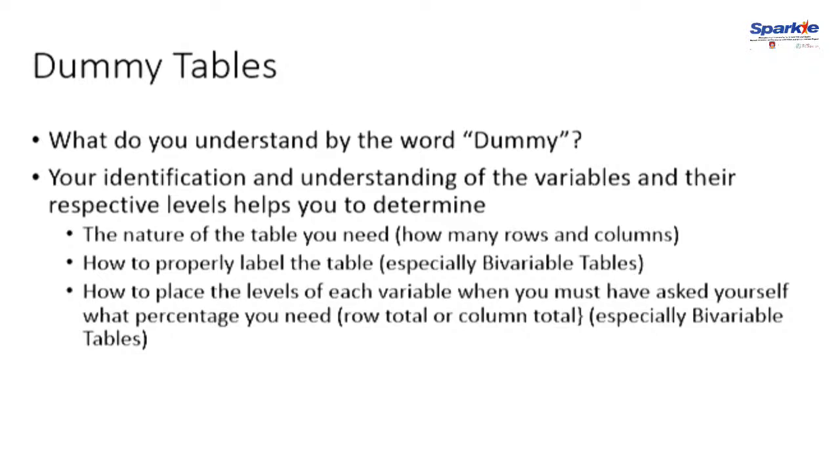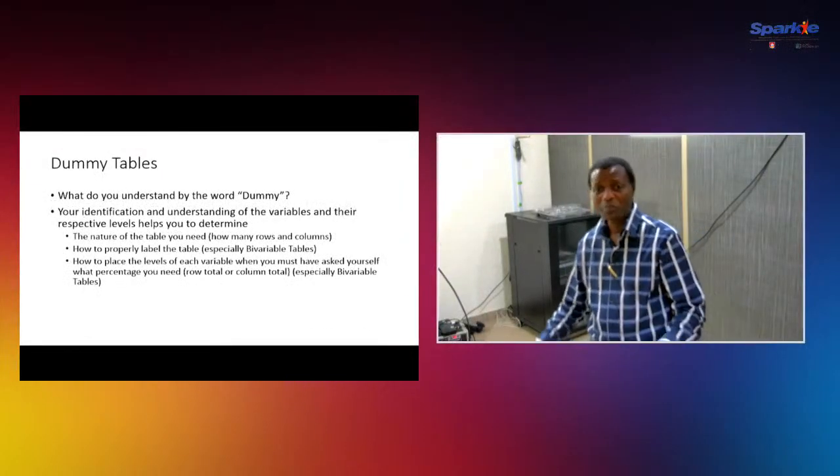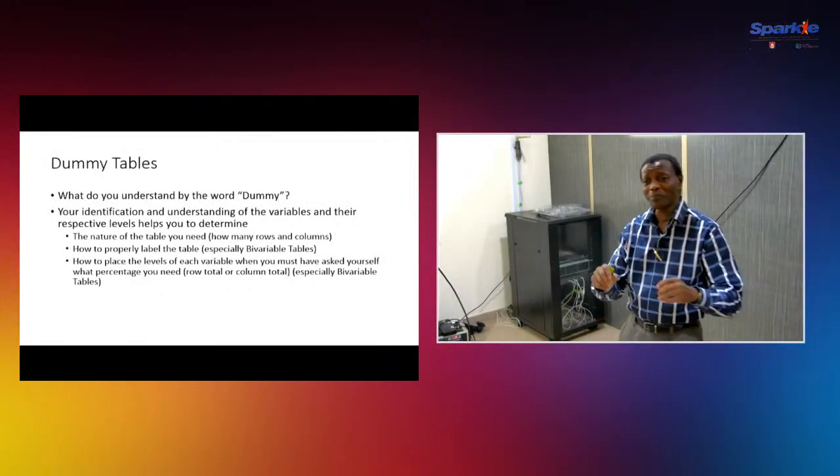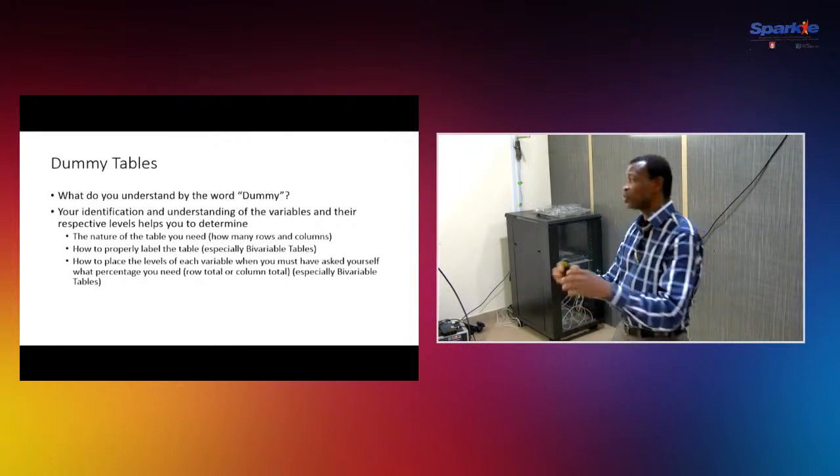Especially for bivariable tables. For univariable tables, it's just a matter of frequency and percentage. For me as a statistician, I love to go with valid percentage. Why am I using valid percentage? It will take care of missing values. Okay, it will still add up to 100.0, but it will take care of missing values so that I'm not just going to put zeros into the table.